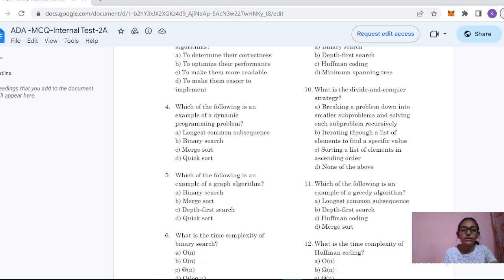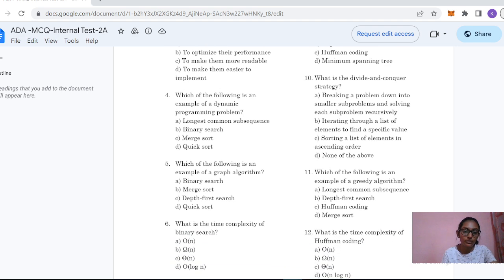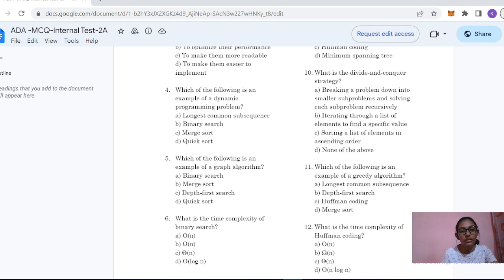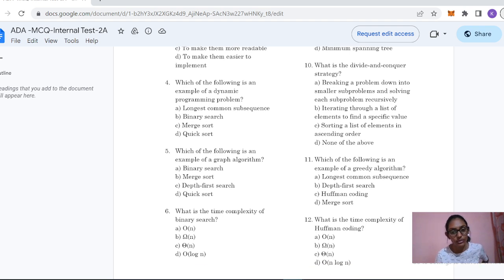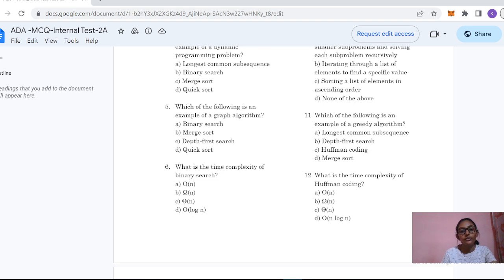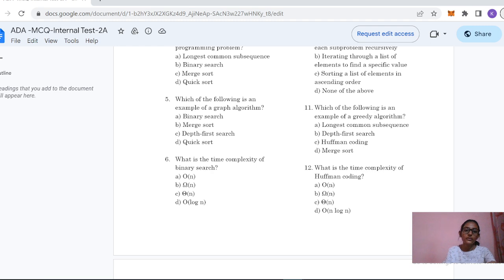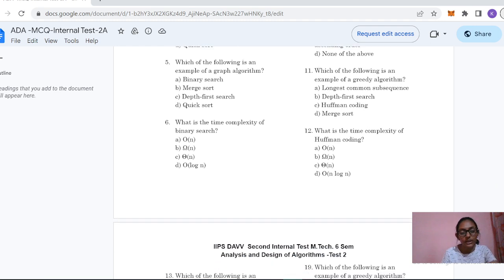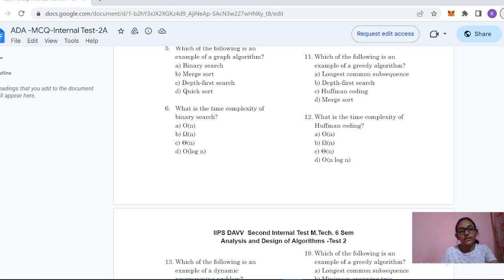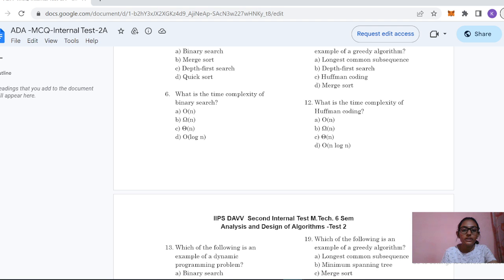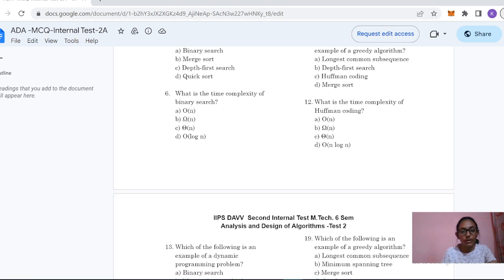Fourth, which of the following is an example of a dynamic programming problem? The dynamic programming problem is the longest common subsequence, that is option A. Fifth, which of the following is an example of graph algorithm? Answer is C, depth first search. Question 6. What is the time complexity of binary search? Binary search time complexity is order of log n.